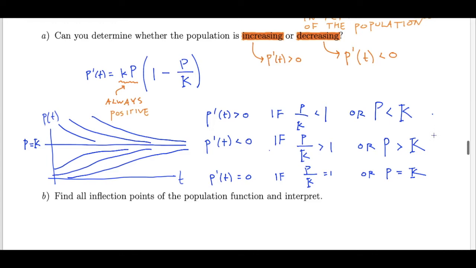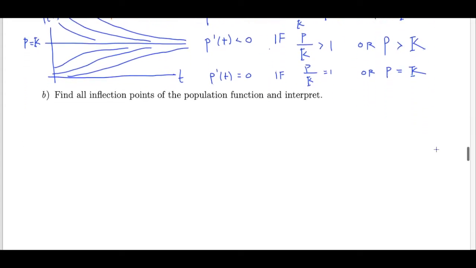For the purposes of this video, I'm going to go ahead and skip part B. I will fill it in the notes, and so you can come back and look at the solution after you've worked through the rest of the lecture. But for right now, I'm going to go ahead and skip part B.